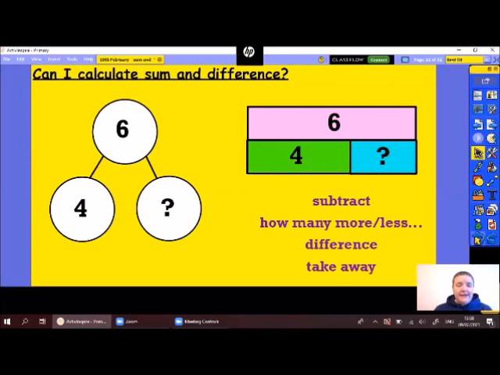We also have some other language that might be used. You won't necessarily always have a question that says, what is the difference between these numbers? You might have the word subtract. It might say how many more or how many less. It might ask you for the difference, or it might say to take away. Either way, we're subtracting every time.